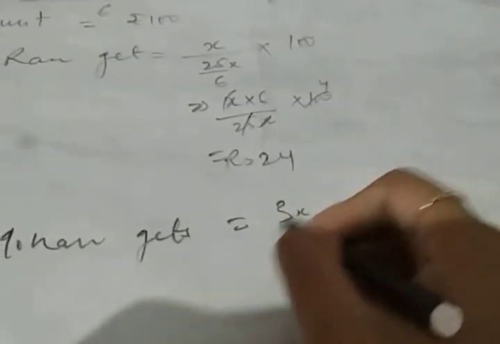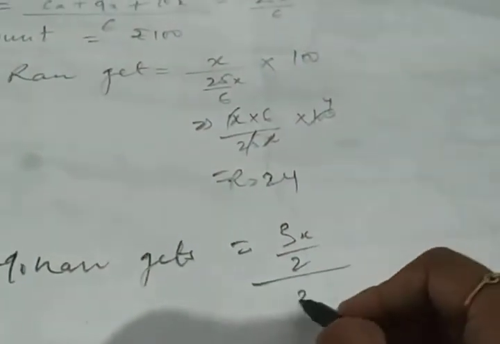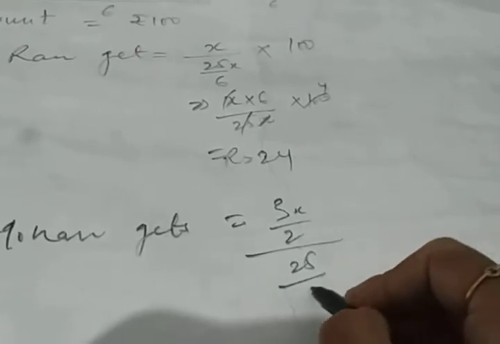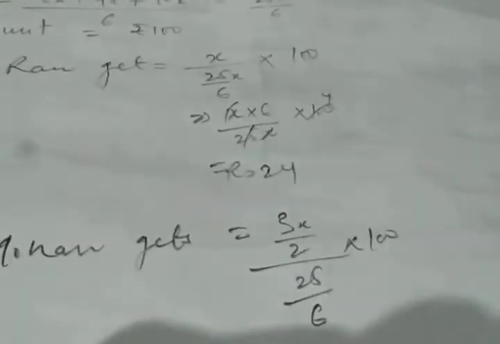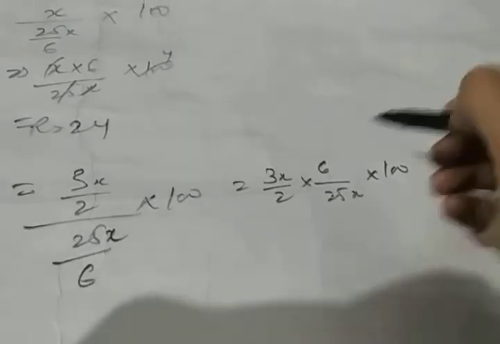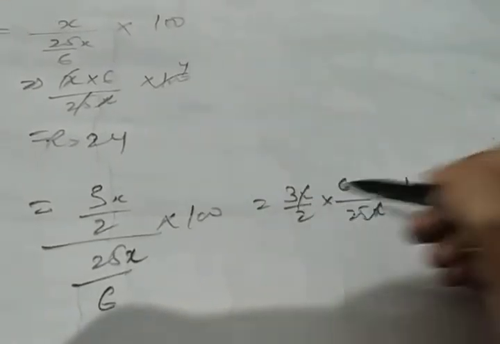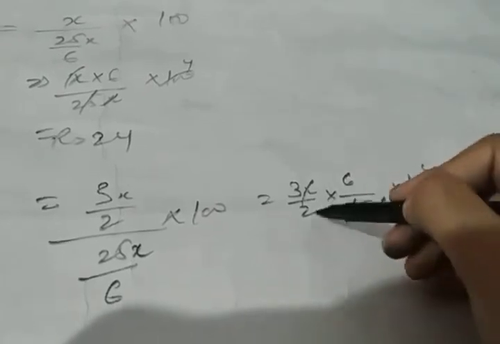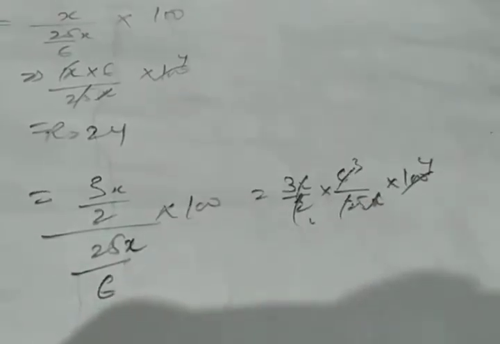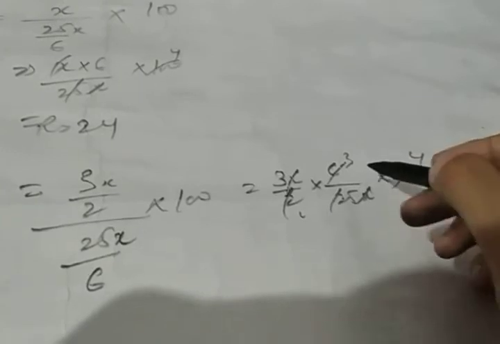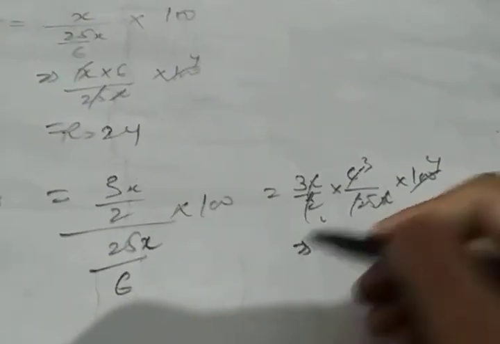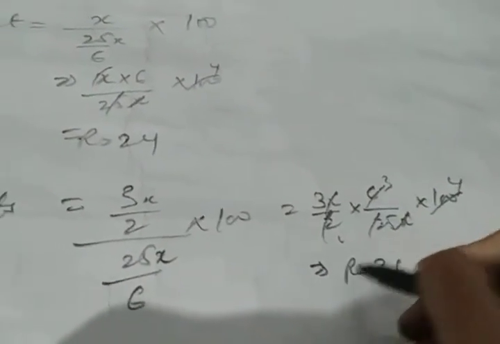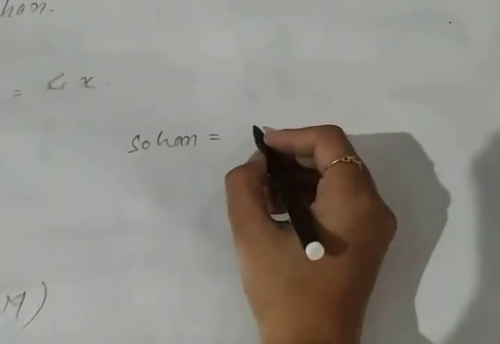Similarly, Mohan's amount is 3x/2, the sum of the proportion is 25x/6, and the amount to be divided is 100. We can write this in this form: x will be cut, 4 times 2 threes are 6, 3 threes are 9, and 9 fours are 36. Mohan gets rupees 36.